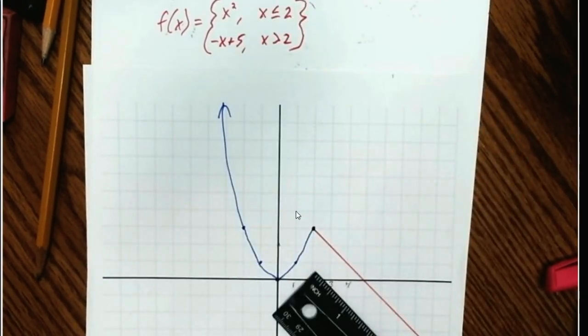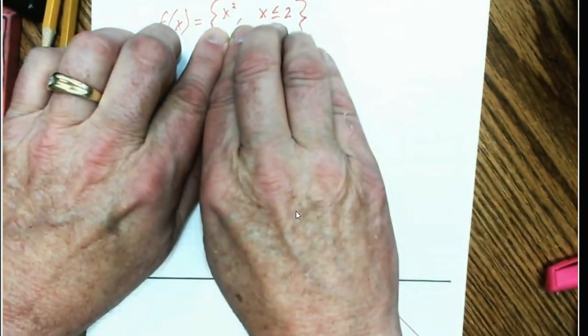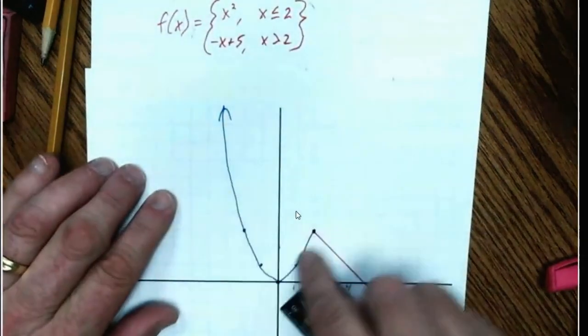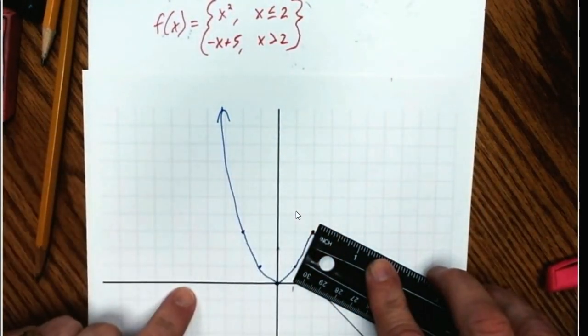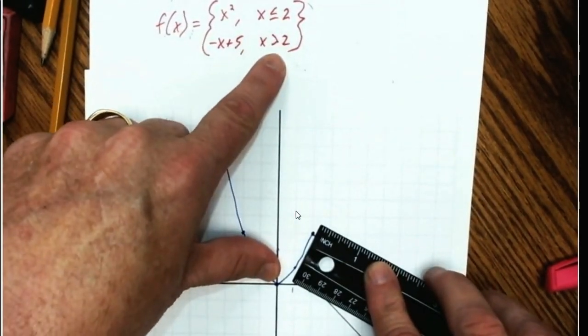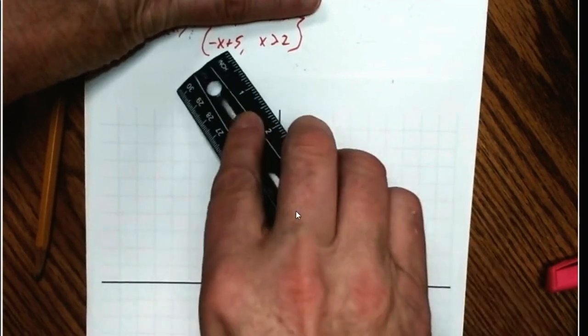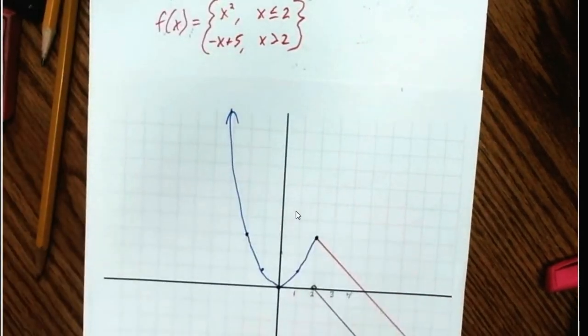Now you see why this is called a piecewise function? Because I took a piece of this function, x squared. I just took a piece of it because this is the graph. The blue is the graph of x squared, but I just took a piece. I stopped when x got to 2. When x is bigger than 2, I took a piece of this linear equation, and I put those two pieces together to make a function.